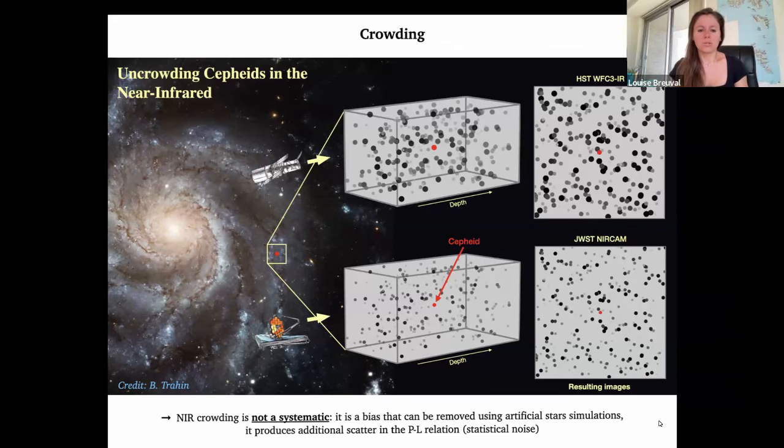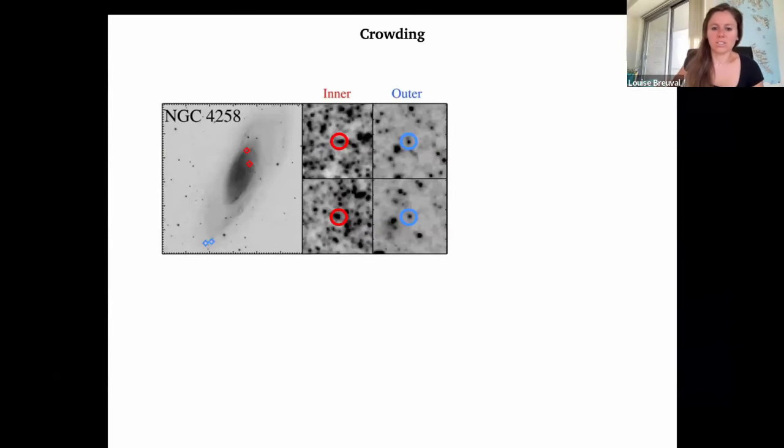And this crowding really does produce a scatter in the PL relation, so it's more of a statistical noise, but we know how to correct it with HST, and now with JWST we can really physically get rid of this noise. On the images, it really looks like this. So this is a galaxy where you see the Cepheid in red in the inner disk, and the level of crowding is really much higher than in the outskirts in blue.